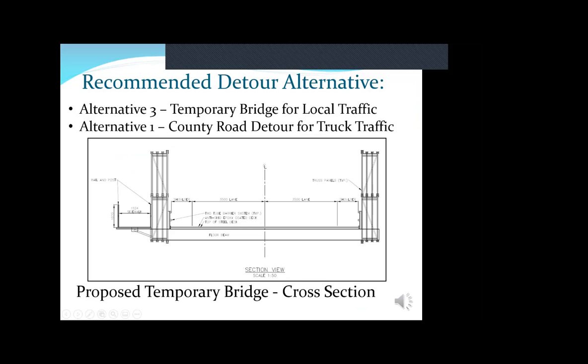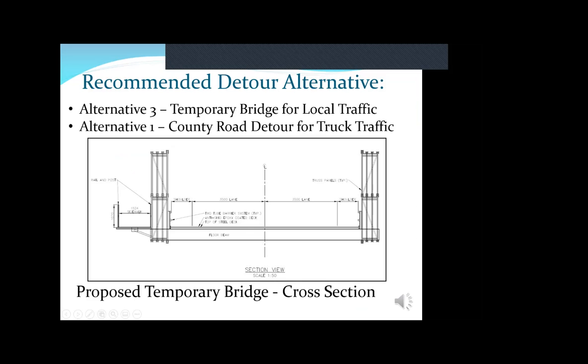This slide illustrates a cross-section of the proposed temporary steel panel bridge, showing the width of the traffic lanes and the proposed pedestrian walkway. The walkway would probably be located on the west side of the crossing. The 2 traffic lanes would be 3.5 meters in width, that's 11.5 feet, with a dedicated shoulder outside of that.